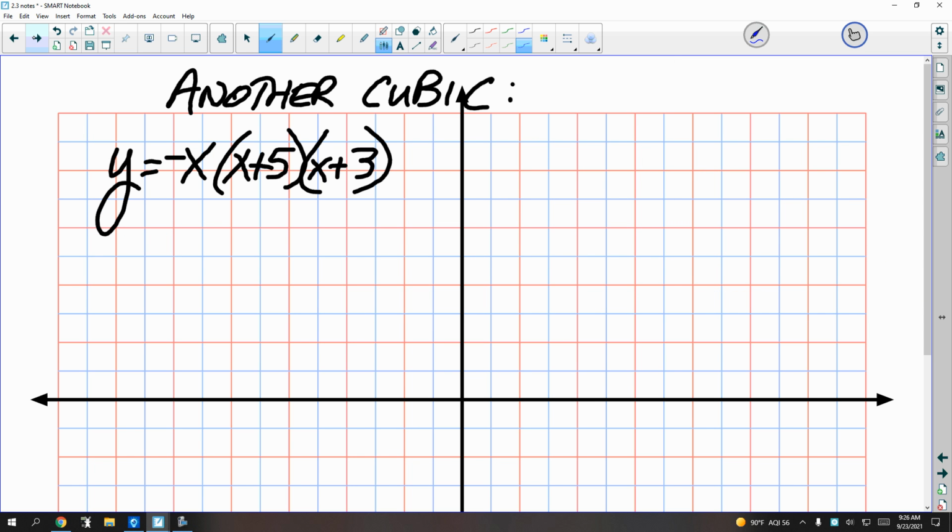Okay. So this is another cubic because there's 3 x's. If I were to multiply it out, it would get an x cubed, yeah? Okay, so we don't have to FOIL, we don't have to do anything. Everything's already been factored out for you. This time it's a little weird because it's a negative x.